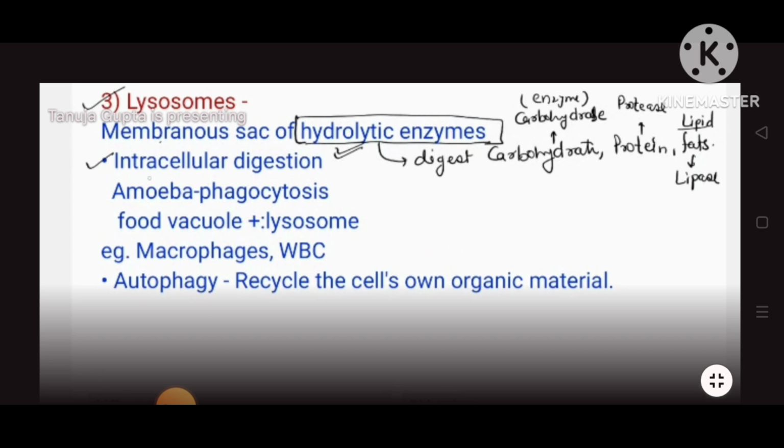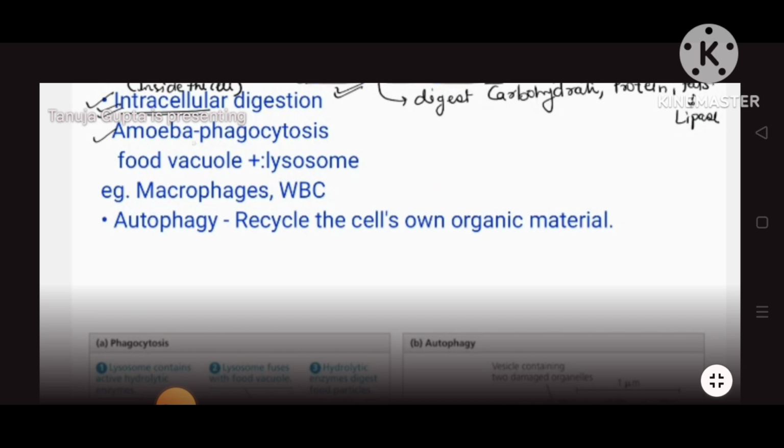This lysosome's first function is intracellular digestion. Whenever the cell is having food inside or something else inside, their digestion is done by the lysosome. Intracellular means what? Inside the cell. This is called intracellular digestion. Got it? Like for example, amoeba does phagocytosis.